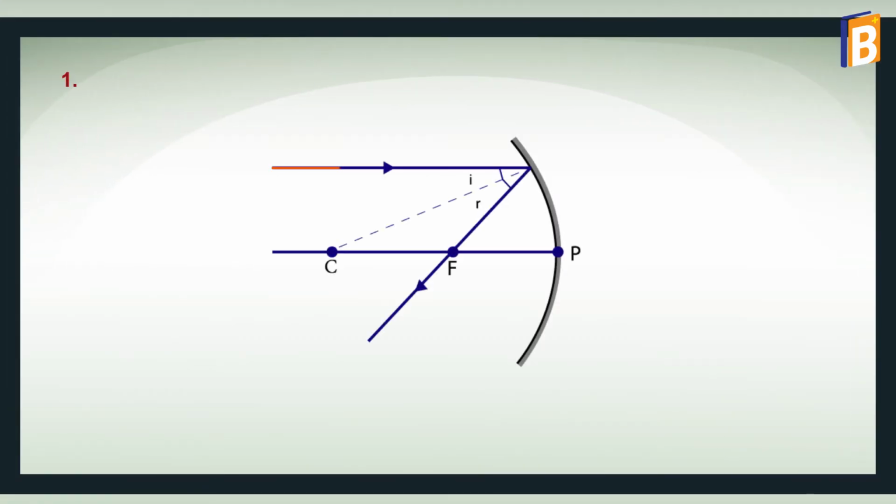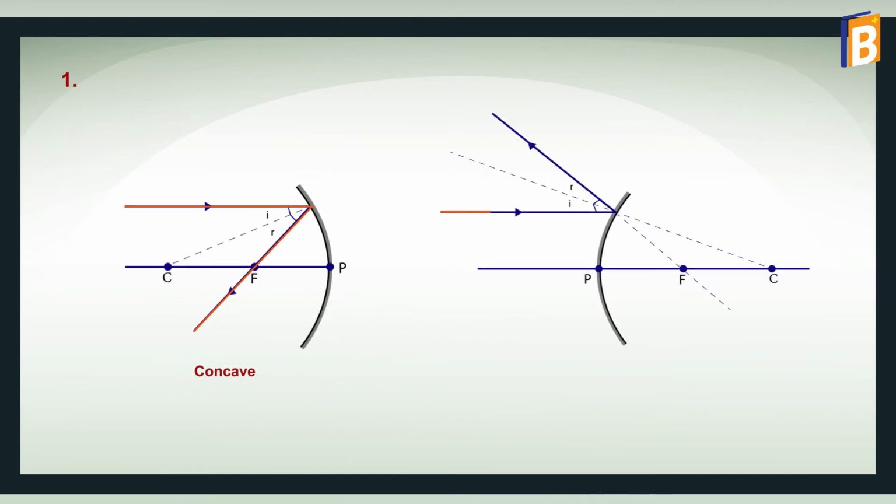Now to reflect light on the spherical mirror, there are four types of conditions required. So let's see what these conditions are. The first condition is that a ray parallel to the principal axis, after reflection, will pass through the principal focus in case of a concave mirror, or appear to diverge from the principal focus in case of a convex mirror.